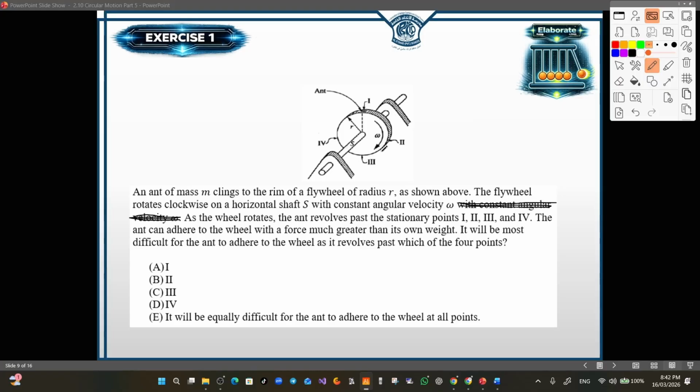Okay, exercise 1. An ant of mass m climbs to the rim of a flywheel of radius r as shown above. The flywheel rotates clockwise on horizontal shaft S. So the flywheel is actually rotating in this direction with a constant angular velocity omega.